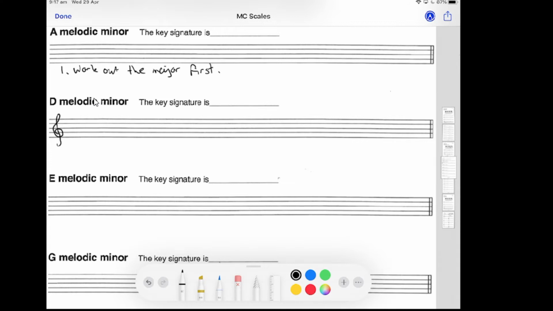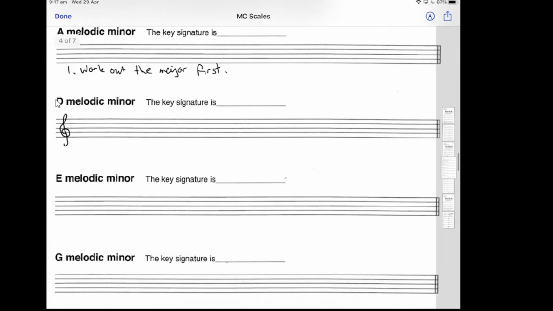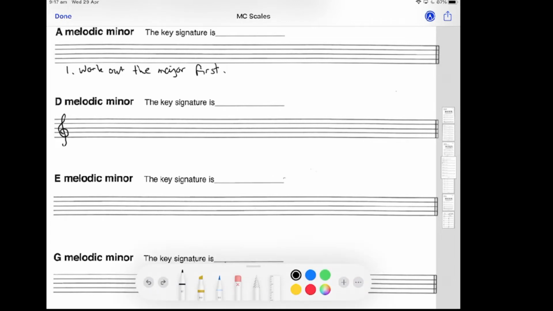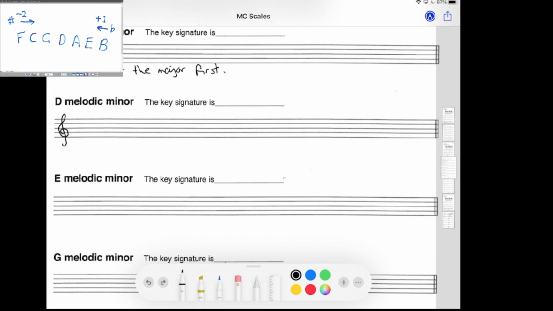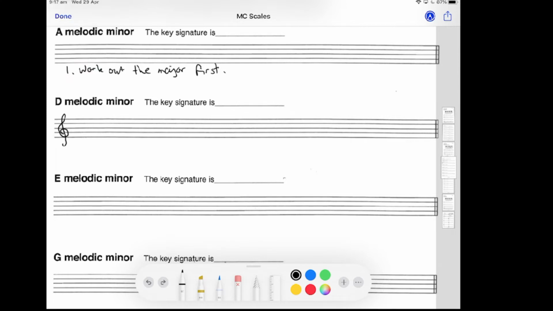Let's move on. Okay, so we're going to work out the major first, D major. So we should know our D major scale by now. But if you don't, a quick reminder. Let's try this one. There we go. It's a sharp key. Start from this side. Work your way up to D. Take away 2. F and C sharp are the required sharps.